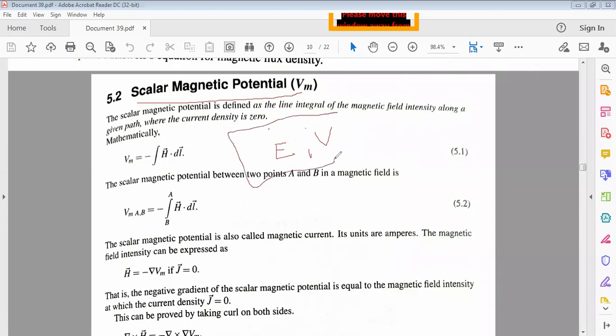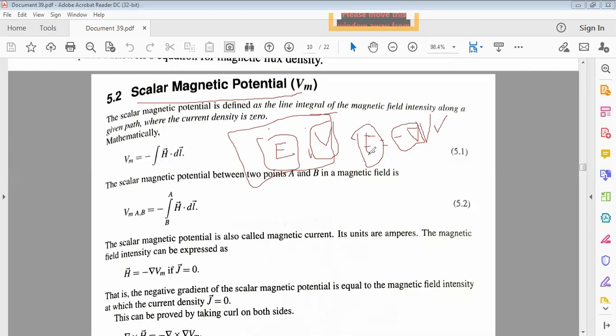How are these two related? Simply, the negative gradient of the electric potential is treated as the electric field, right? So E equals minus del V. This is the negative gradient, right? The negative gradient of the electric potential equals the electric field intensity or electric field strength.